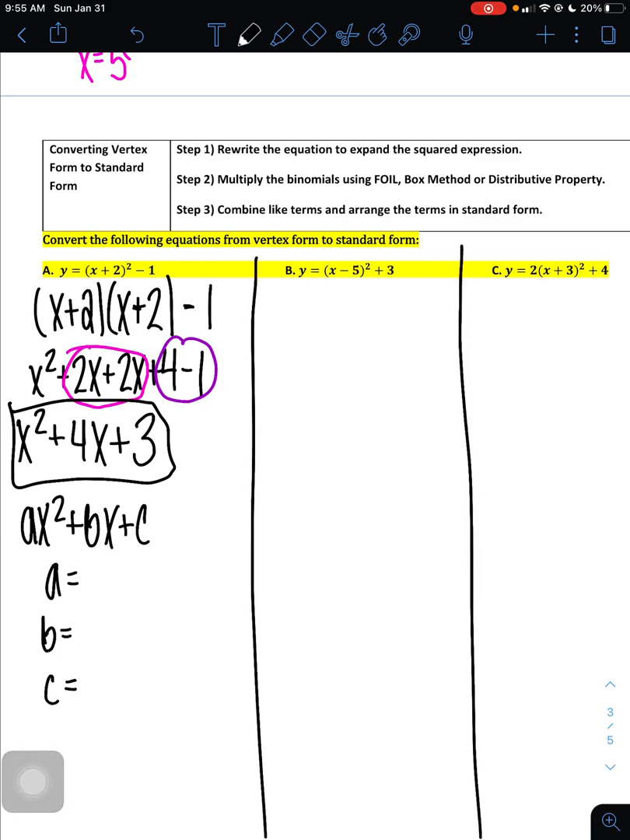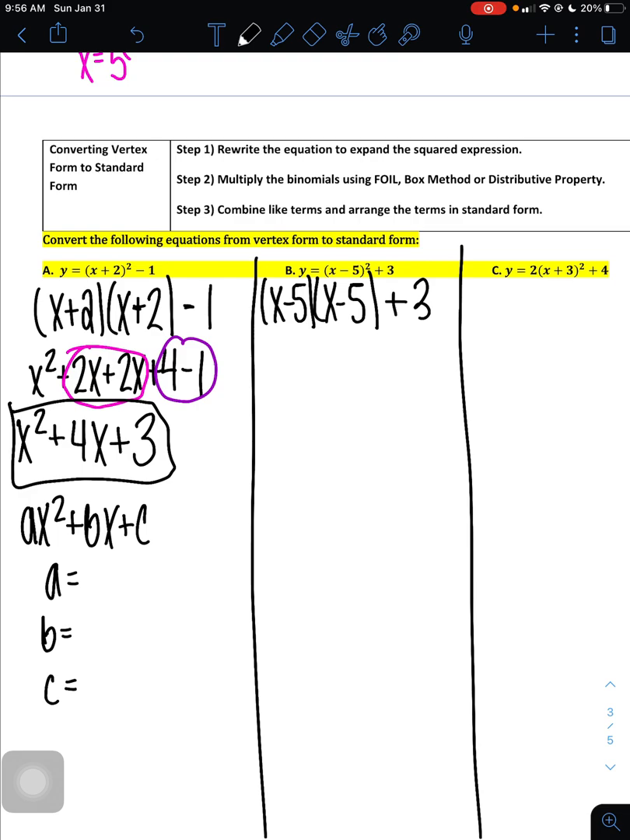So I'm going to go ahead and have us look at b now. And we're literally just going to do the same thing. What I'm going to do first, I'm going to expand out my squared term. So I'm just going to write it twice, because I know that's what squared means. So x minus 5, and then x minus 5 again. At the end, we need to make sure that we're tacking on that plus 3. So I'm going to just go ahead and put that at the end so we don't forget about it.